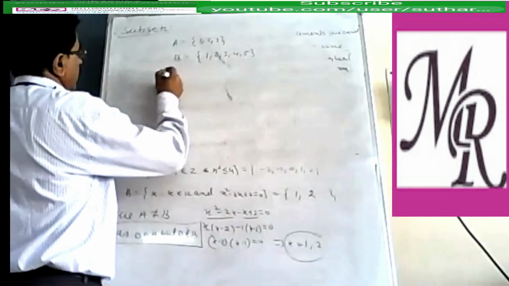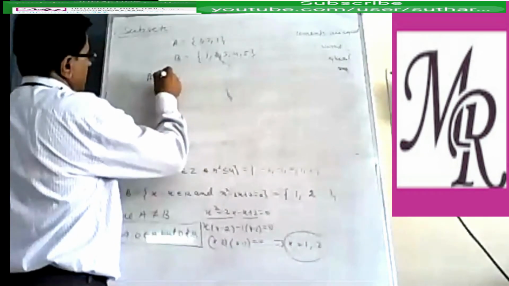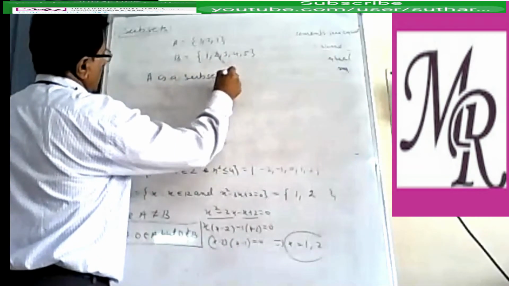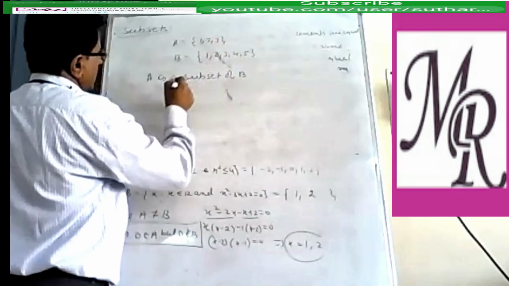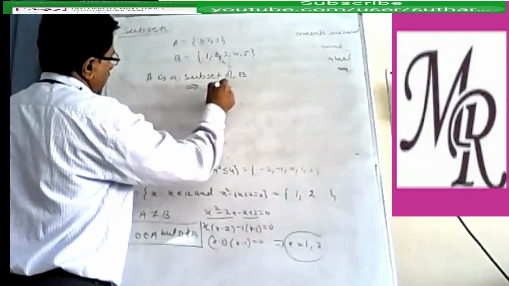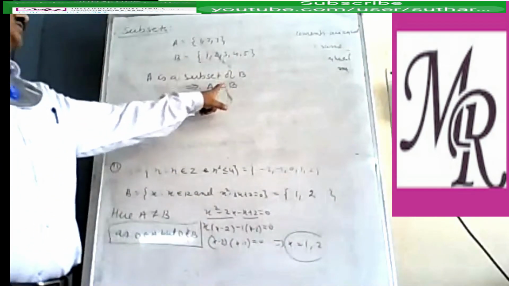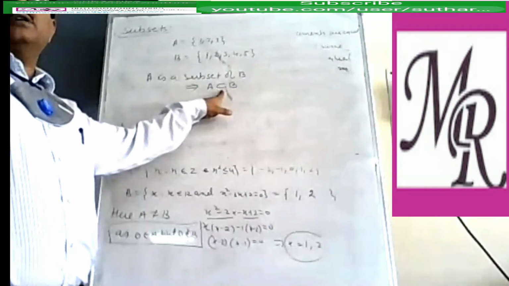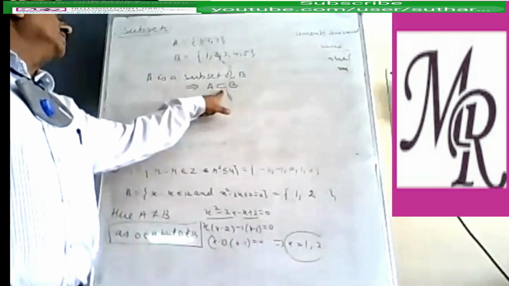A is a subset of B. That is, we write it in symbolical language as A subset B. This is the symbol of subset. A subset B. Correct?